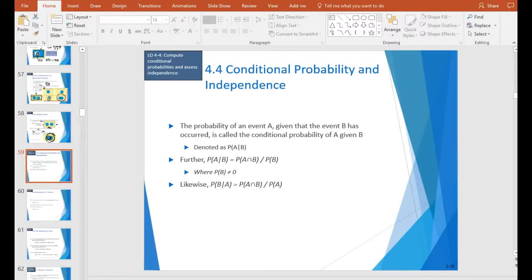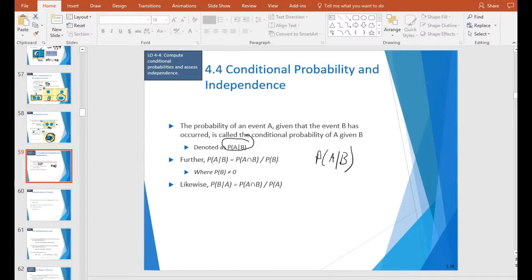We're going to be continuing on with 4.4, Conditional Probability and Independence. The probability of an event A given that event B has occurred is called the conditional probability of event A given B. And that's denoted as this. So that is pronounced A given, that line is a given, B.